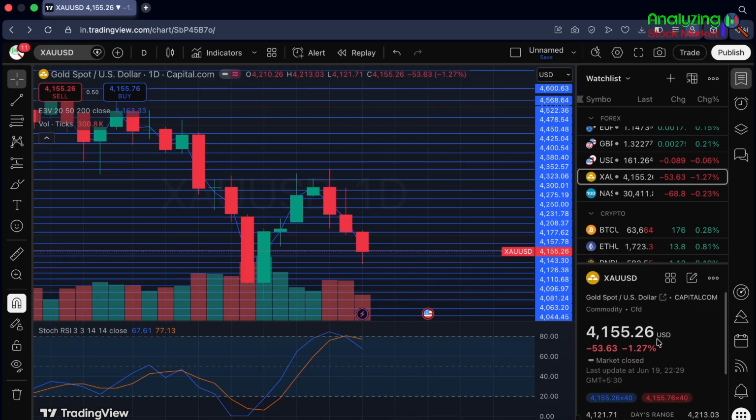Here I'll be marking some important support zones and resistance zones which will help you to take better stop loss and target levels according to your bias for this week.